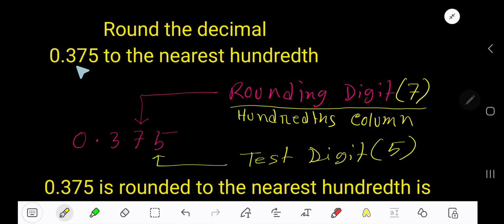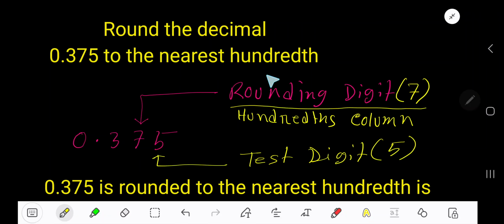Round the decimal 0.375 to the nearest hundredth. So look, this is the tenths column, this is the hundredths column, and this is the thousandths column. So we need to round to the nearest hundredth, that is, up to this column.